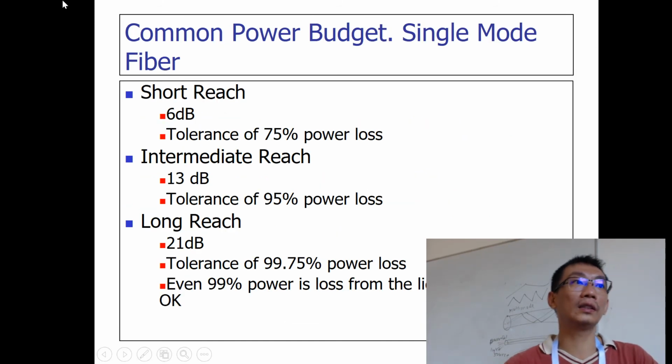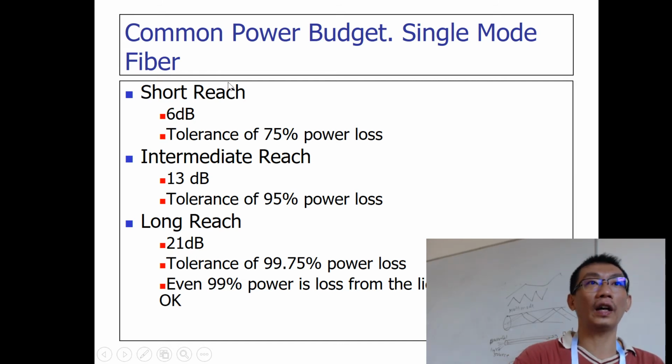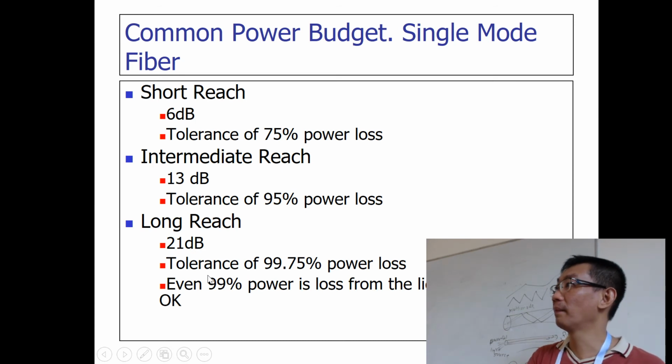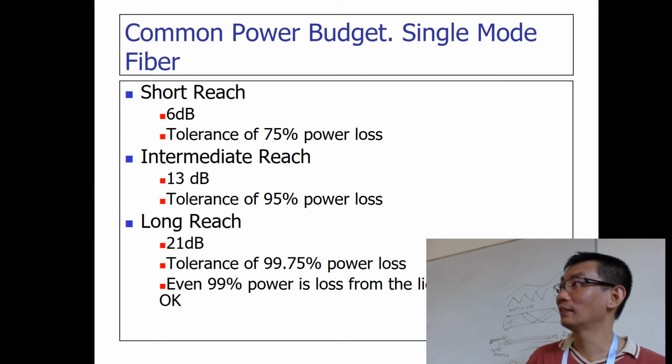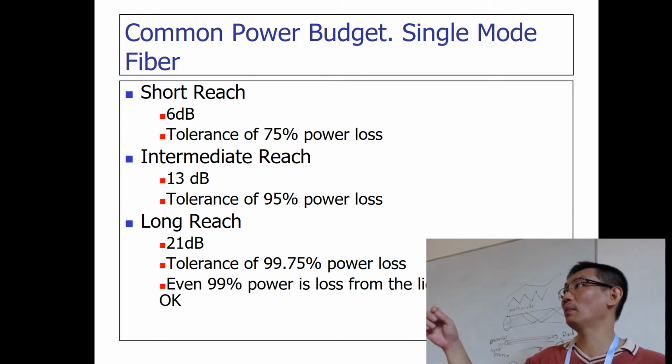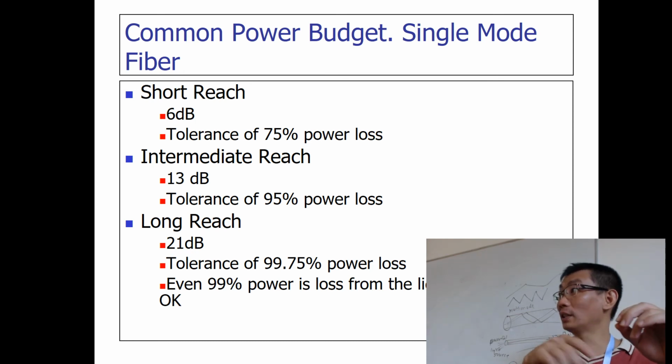So this is the power budget. If you have single mode fiber and it is short range with 6 dB, that means you can tolerate 75% power loss. Your signal loses 75% of the power and you can still receive it. If it is long reach, even if you lose 99% of the power, the link is still okay. Long reach means probably 40 kilometers without a repeater. That is cable length, not distance.